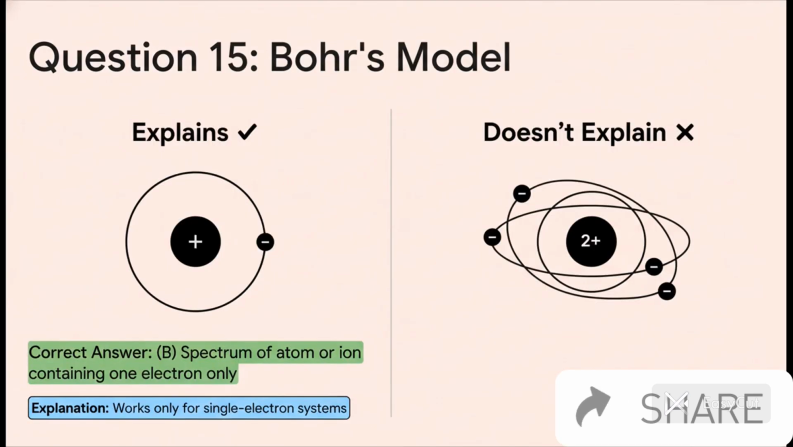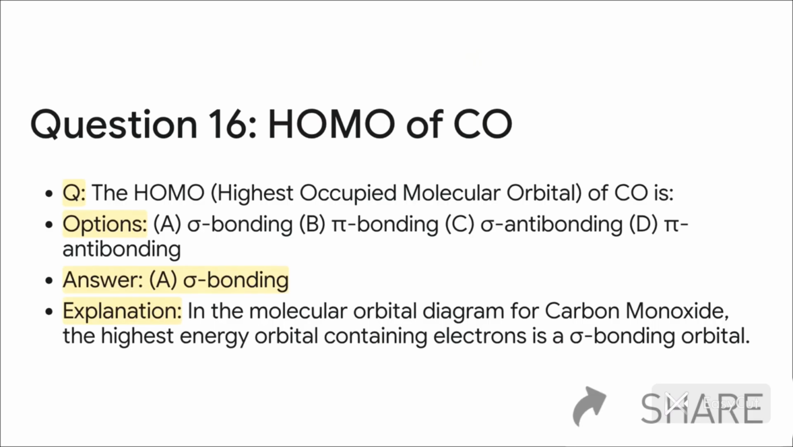Question 15 is all about knowing what the Bohr model can and cannot do. So, what can it explain? The correct answer is B. This is really about the model's biggest weakness. It works like a charm for anything with just one single electron, like a hydrogen atom or a helium ion. But the second you try to use it for an atom with 2 or more electrons, the whole thing just, well, it falls apart.